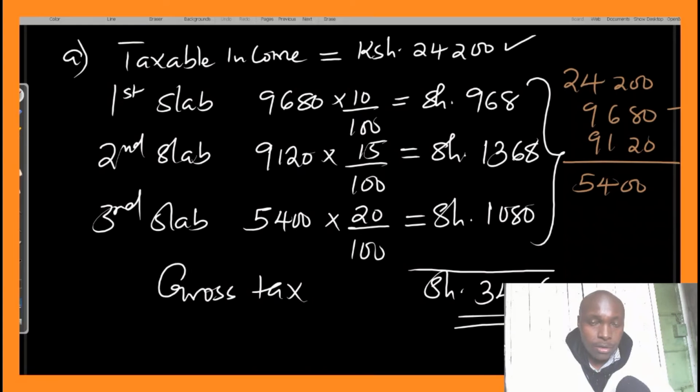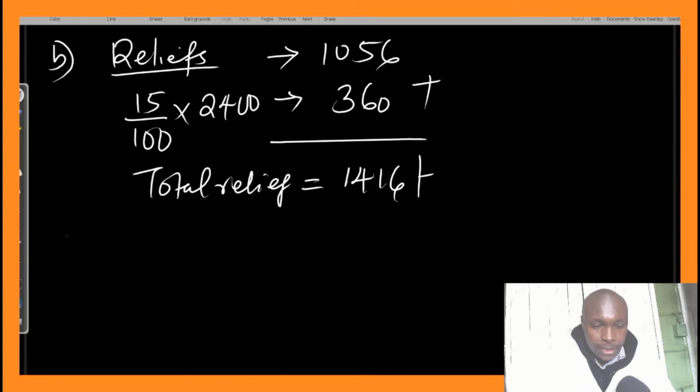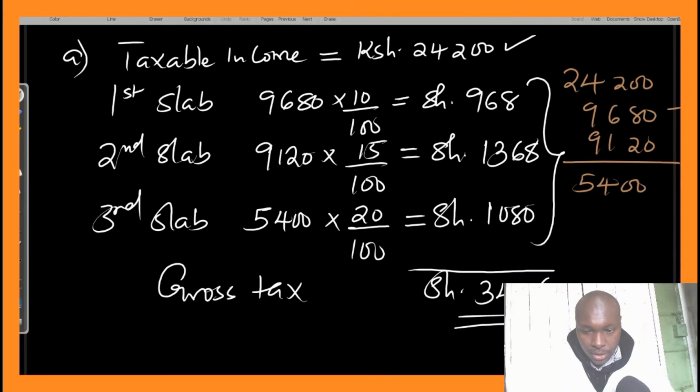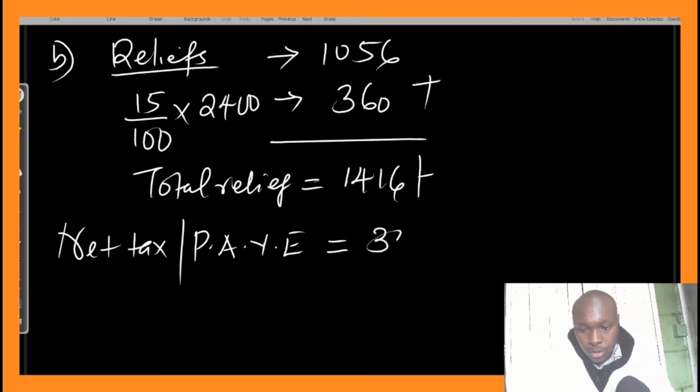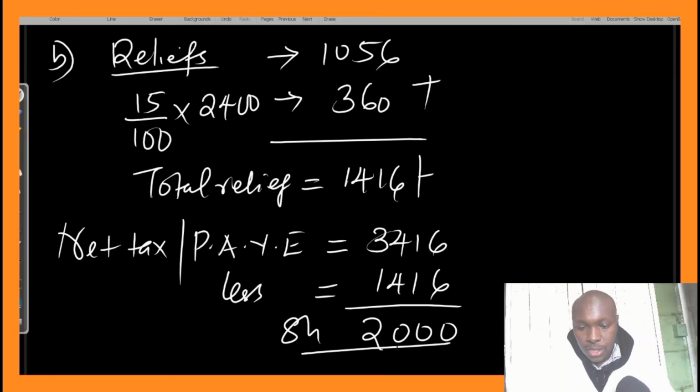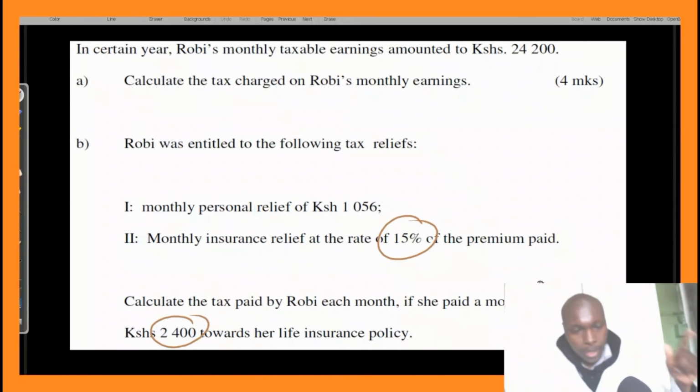The tax that you're being required to get is what we call the net tax, or the pay as you earn, the PAYE. That is the net tax. To get the net tax, you take the total gross tax. The gross tax was 3416. Then you less the relief. Total relief is 1416. So the figure that you arrive at is now the net tax, which is 2000. So we have answered that part, 2 marks.